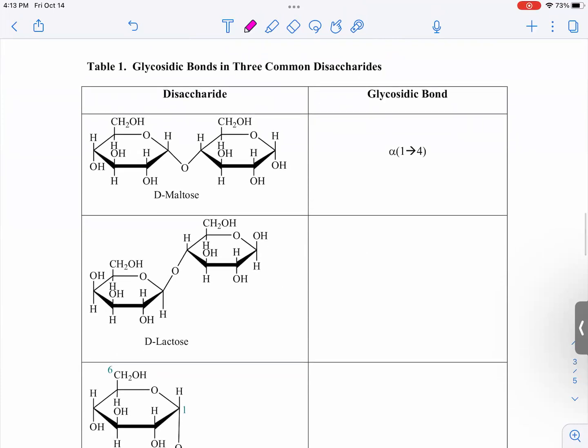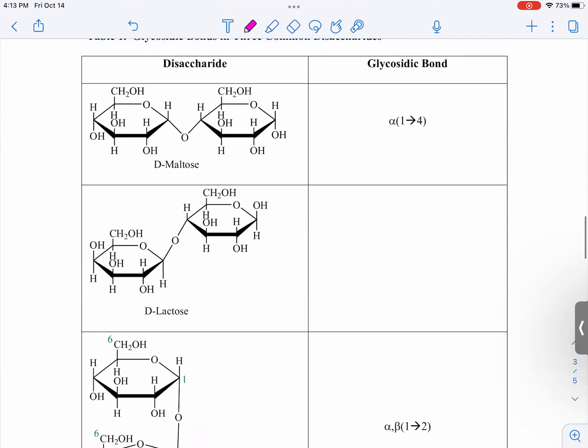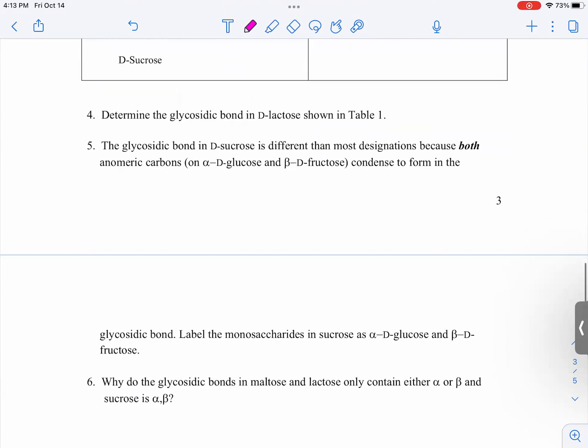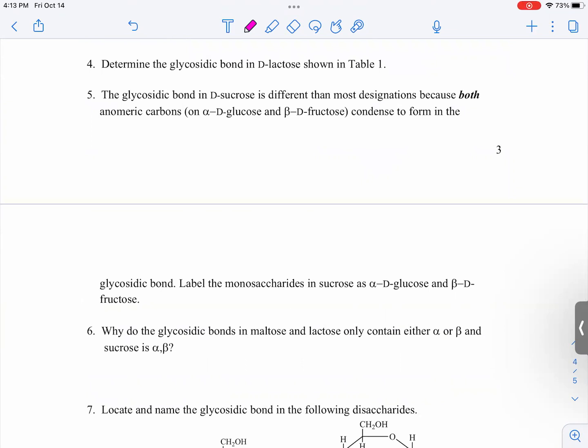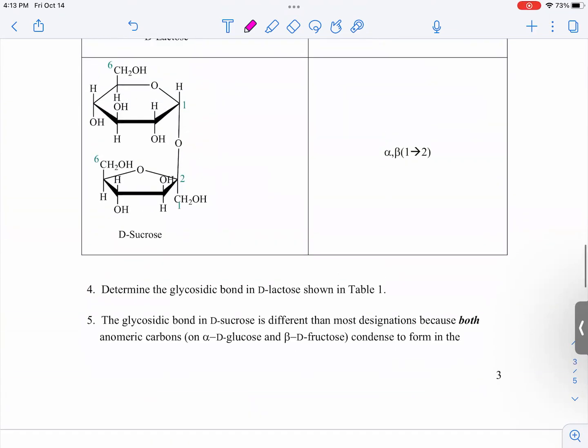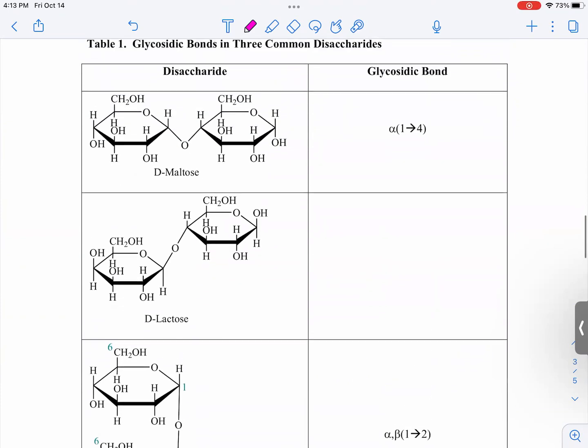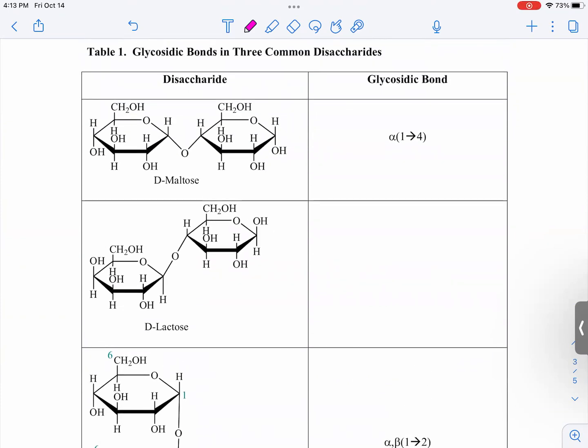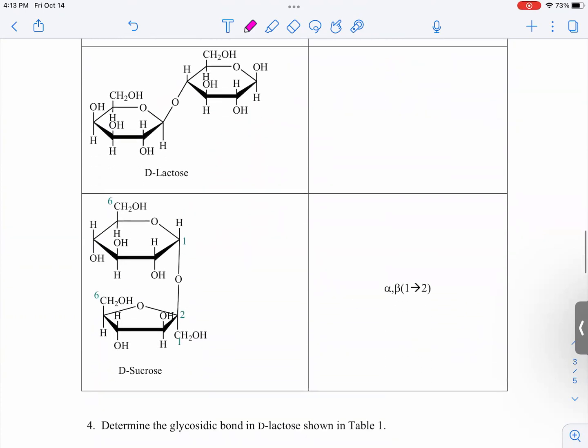So now you have to denote, and I don't know why these answers are given here. I hope not all of the answers are written here. No. Anyway, but let's work out how you get these. All right, so you have D-maltose, and we just worked this. This is an alpha 1,4 bond. All right, so this is the glycosidic bond.